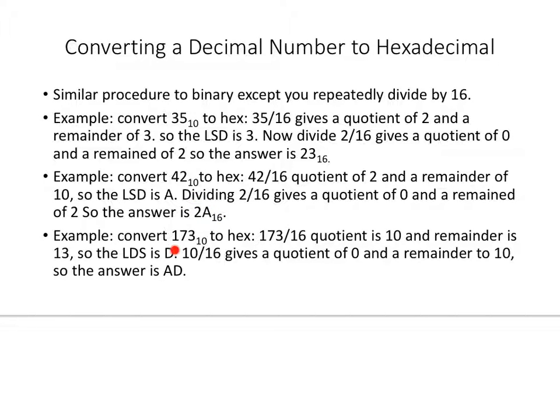Okay, here's another one, 173 base 10. We're going to divide that by 16. That gives us a quotient of 10 and a remainder of 13. So for that least significant digit, we have to take that 13 and use a hex symbol. So that's going to be D. Now we take the quotient, we divide that by 16, and of course that gives us a quotient of 0 and a remainder of 10, expressed in hexadecimal is A, so the final hexadecimal number is AD.